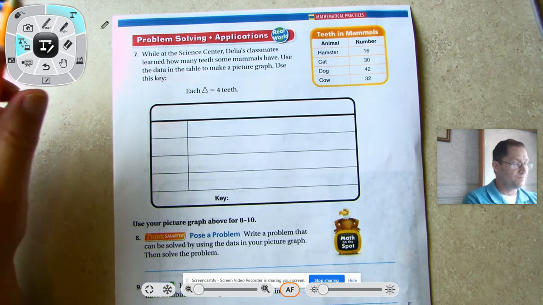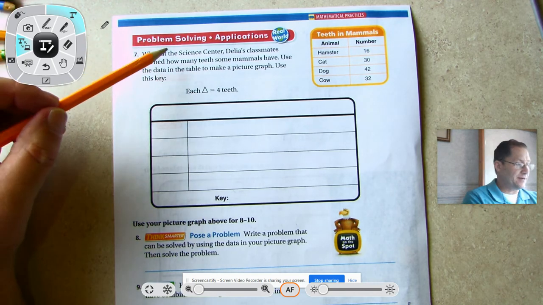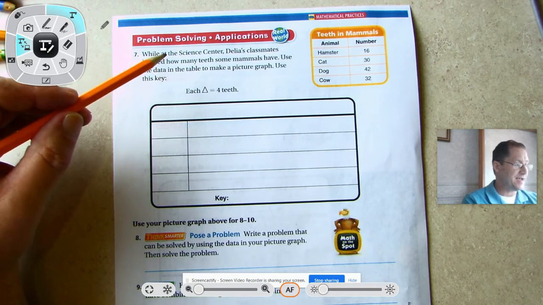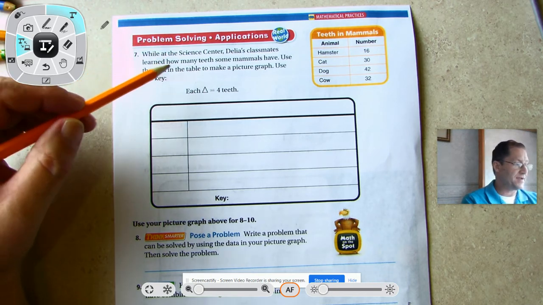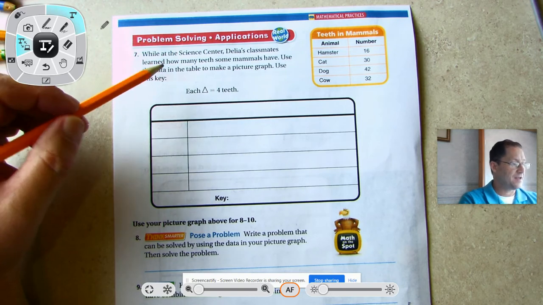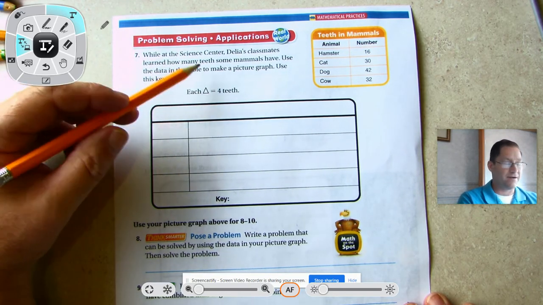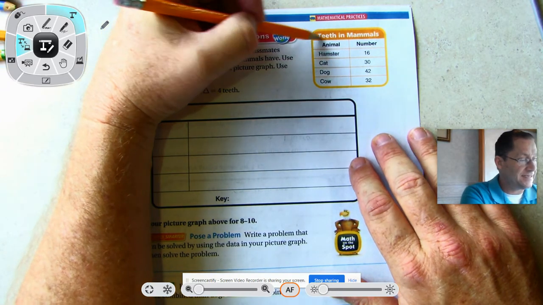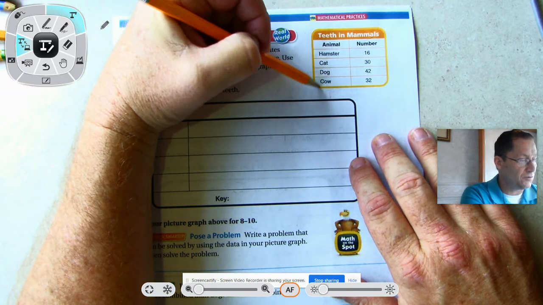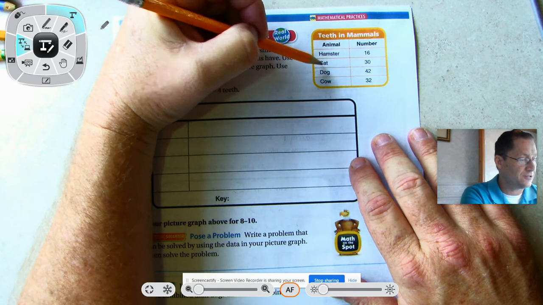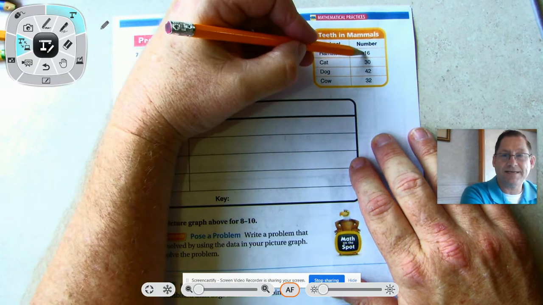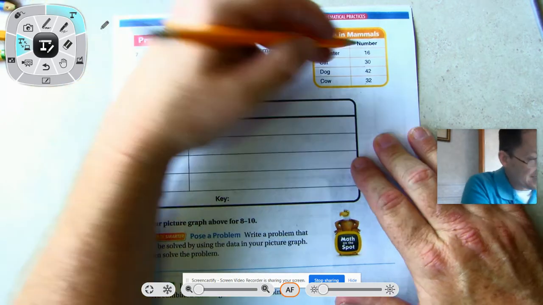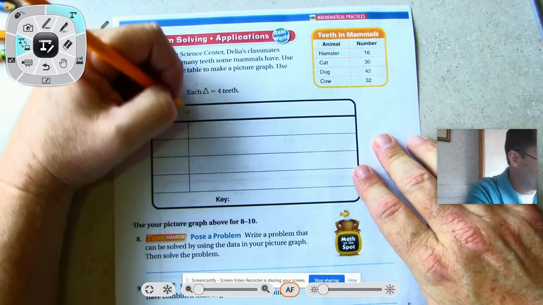Okay, page 74. While at the Science Center, Delia's classmates learned how many teeth some mammals have. Use the data in the table to make a picture graph. Use this key. So each triangle in our graph will equal 4 teeth. So our frequency table says teeth in mammals. We have 4 animals: hamsters, cats, dogs, and cows, and the number of teeth in each of these animals: 16, 30, 42, 32. So we're going to take that information and put it into the graph.